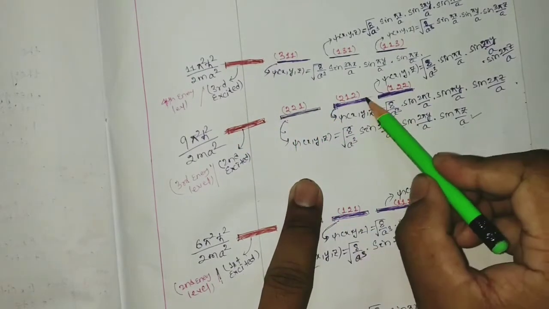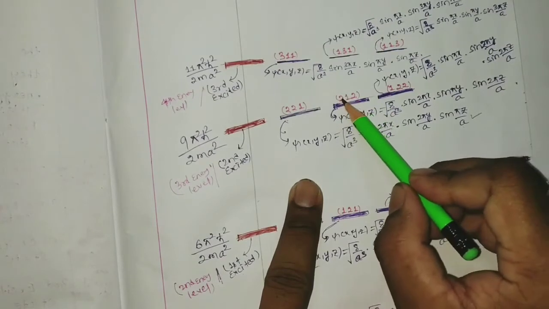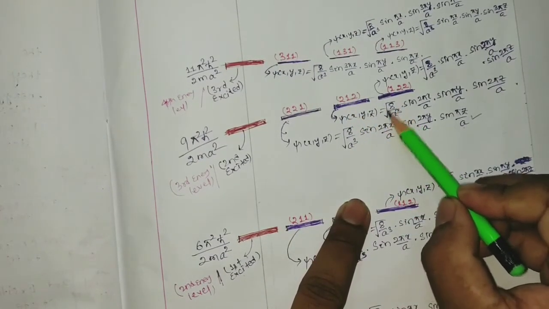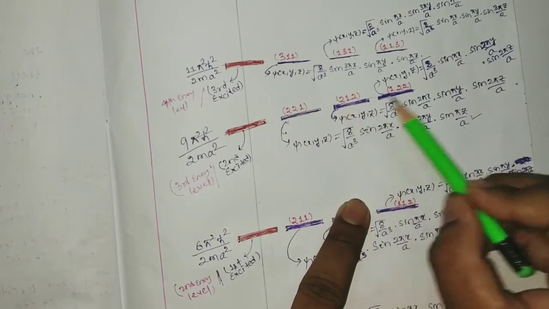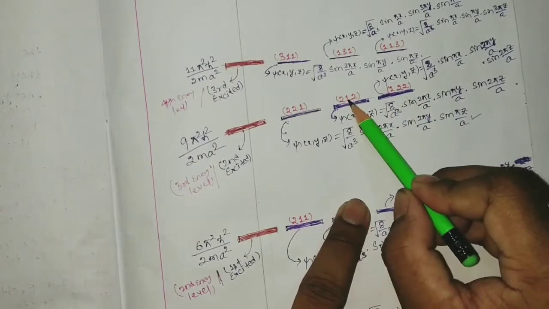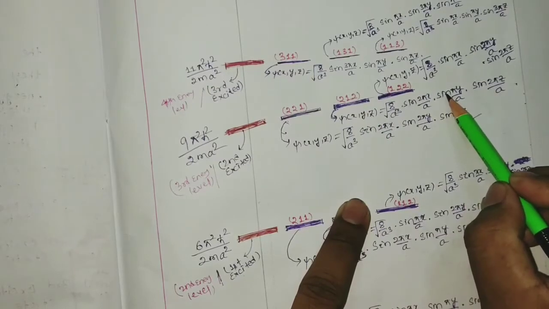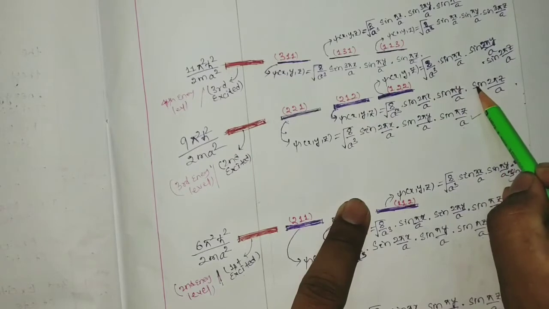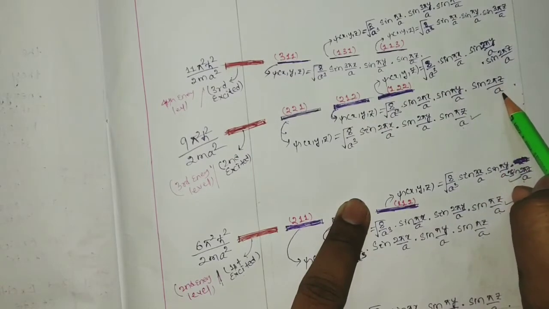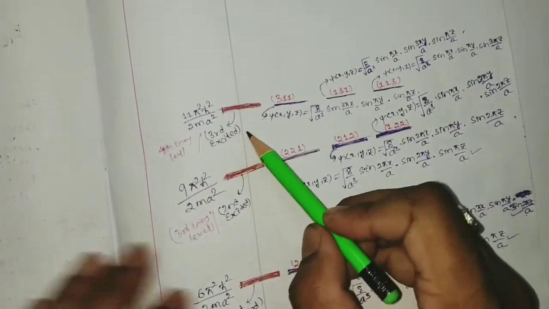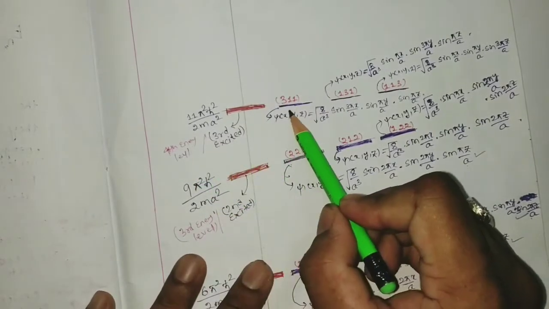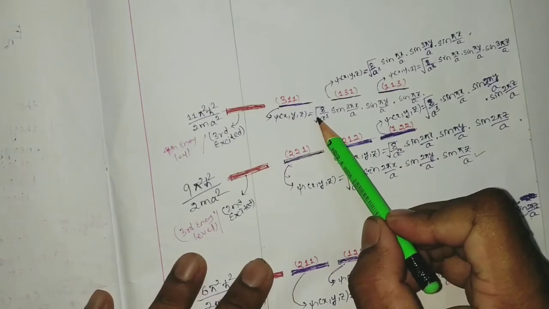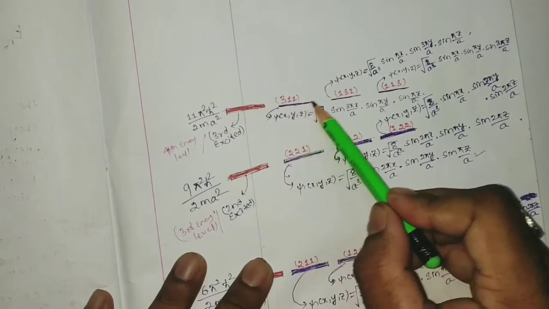For another degenerate state, this is 2, 1, 2. What will be the wave function? That will be root over of 8 by a cube, sine; here nx is 2, so 2 pi x by a. ny is 1, so sine pi y by a. nz is 2, sine 2 pi z by a. Likewise, you can write for the third excited state or fourth level the corresponding eigenfunctions of degenerate energy states.